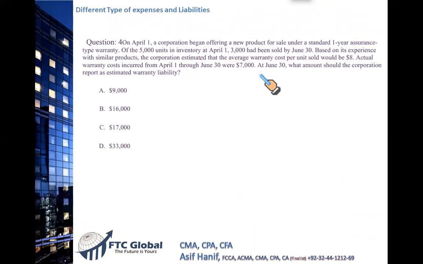Next. On April 1st, a corporation began offering a new product for sale under a standard 1-year assurance type warranty. Of the 5,000 units in inventory at April 1st, 3,000 had been sold by June 30th. Out of 5, these are the units sold. Based on its experience with similar products, the corporation estimated that the average warranty cost per unit sold would be $8. So rather than giving in percentages, given just lump sum, a single figure of $8 per unit sold.